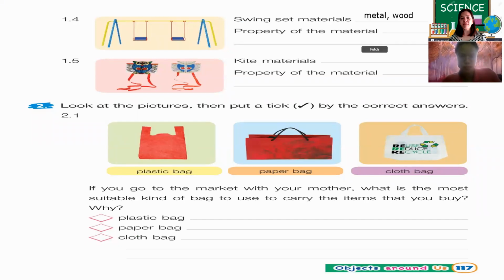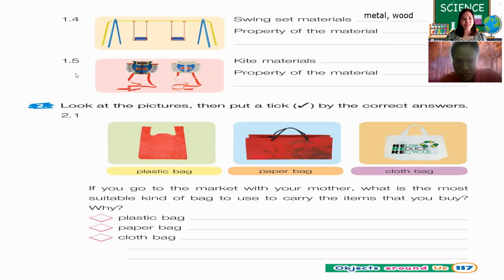Property of the material. Is it soft, light, or strong? Shout your answer. Who said light? Who said strong? Yes, strong. That is the correct answer. Strong.